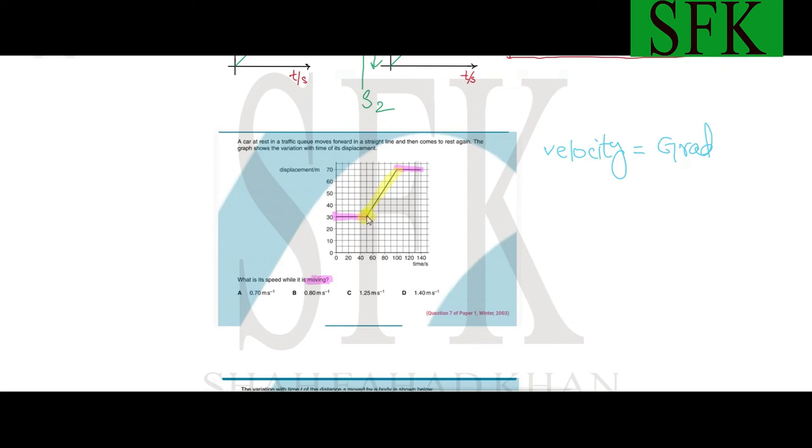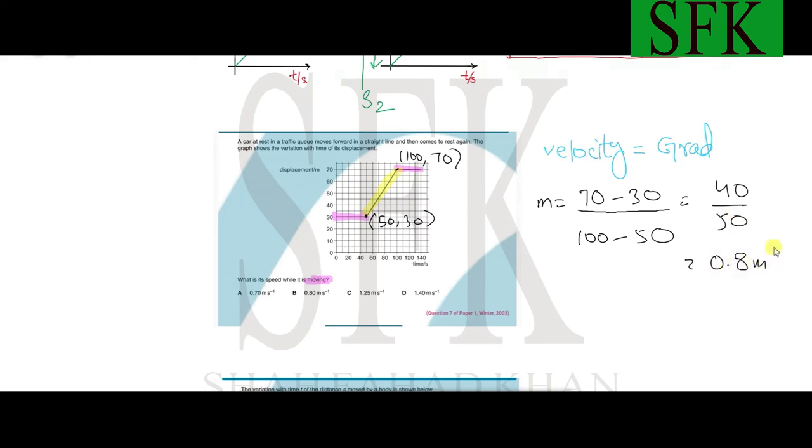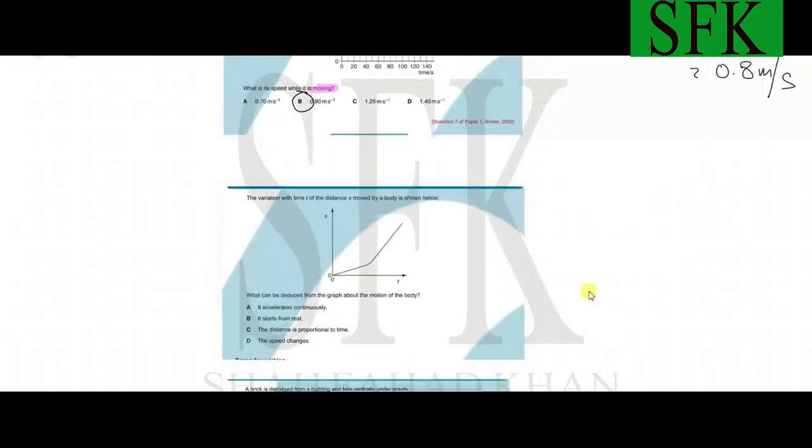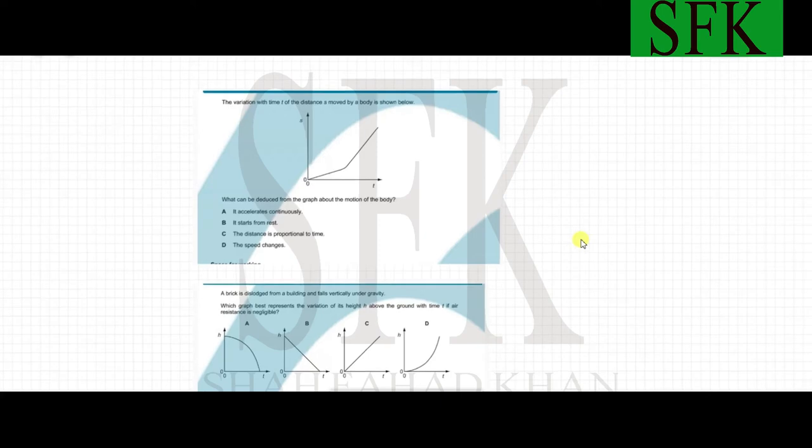So let's find the coordinates first. This is 50 and 30. This point is 100 and 70. Gradient is y2 minus y1 over x2 minus x1, so just 70 minus 30 upon 100 minus 50. This is 40 upon 50 and it becomes 0.8 meters per second. So B is our answer. Now let's move towards the next question.